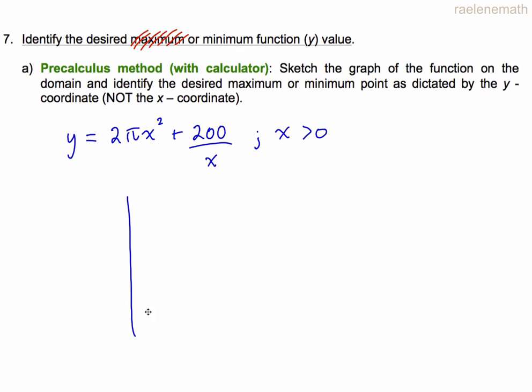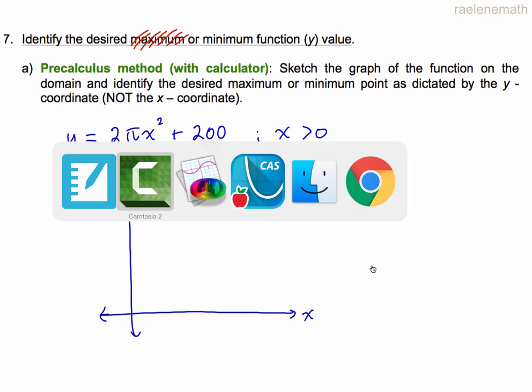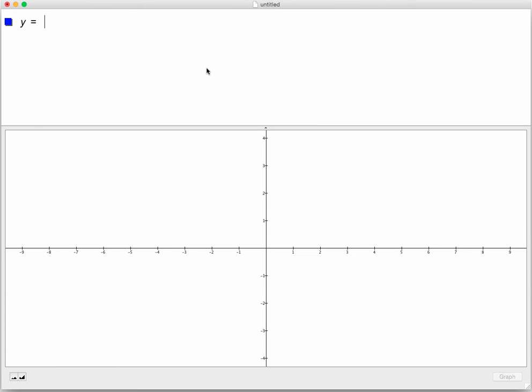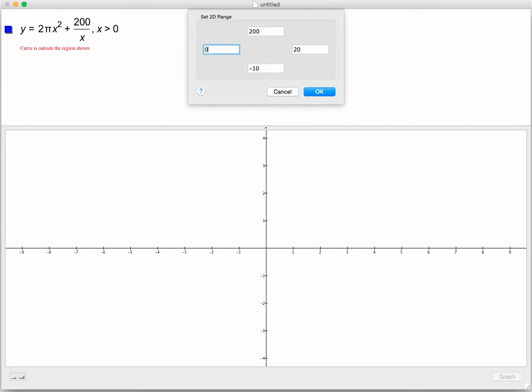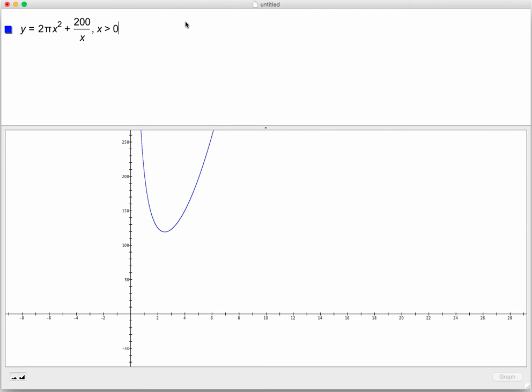And so we can draw this graph by hand, or if it's not possible to draw by hand, we could draw it using technology. So let's use the graphing program and type in the function y equals 2 pi x squared plus 200 over x for x greater than 0. So the curve is outside the region shown, and we can just modify the window. You can just keep changing the values until you see something realistic. If that graph didn't show up by then, we could customize the window a bit further.